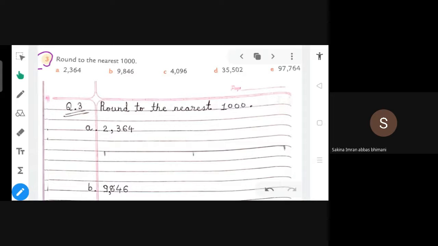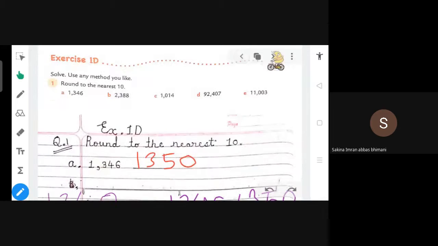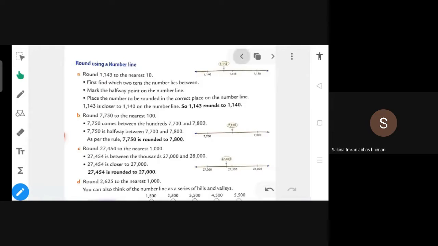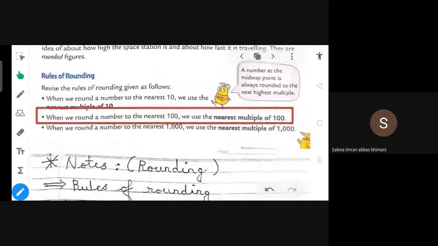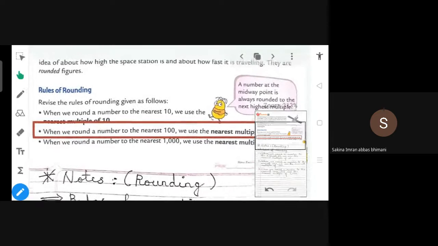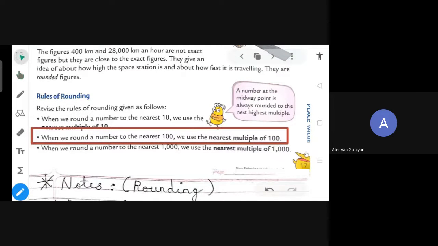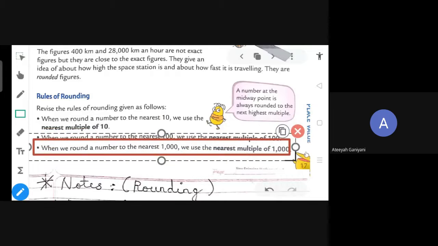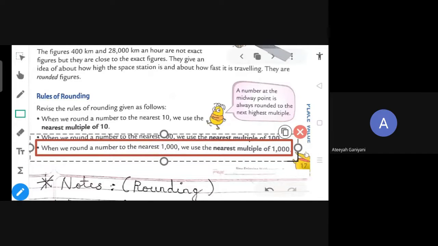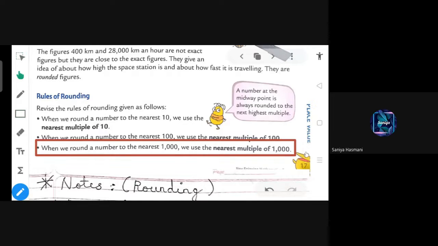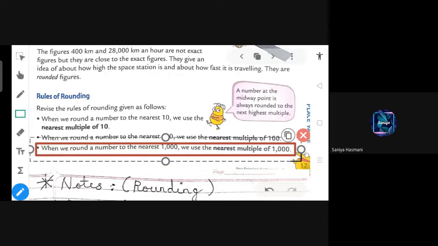So I've already explained about nearest 10, 100, but I must revise because there are so many girls who didn't understand. Excuse me, ma'am. Yes. Who was telling me? Ataya Ganyani was there. Okay. So now I have already explained these sentences, and these sentences are very important.